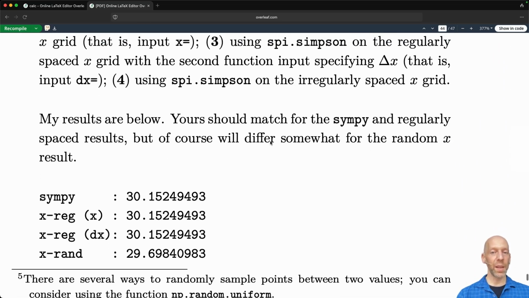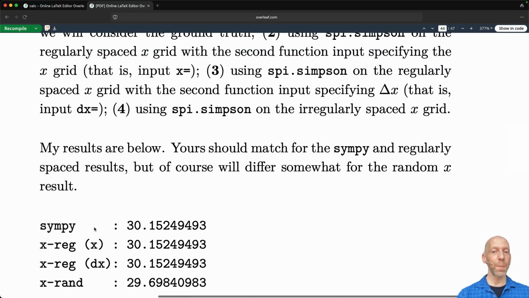Okay, so here is what you want to do. Calculate the definite integral of this function between -2 and +4 four times. So 4 definite integrals.